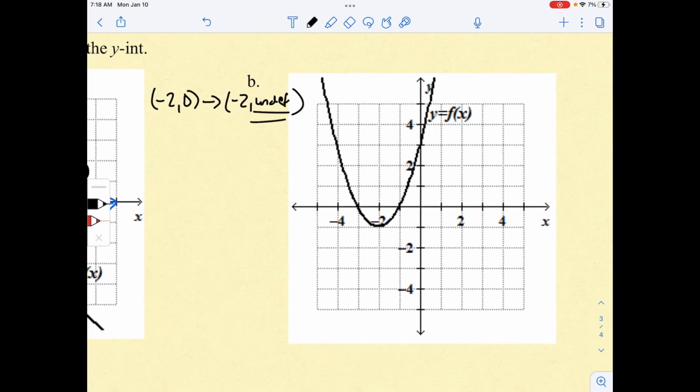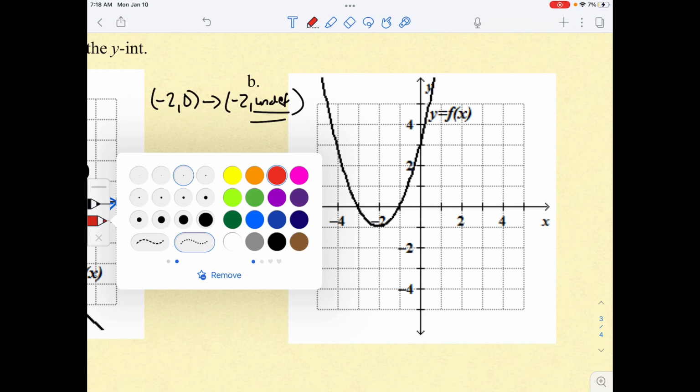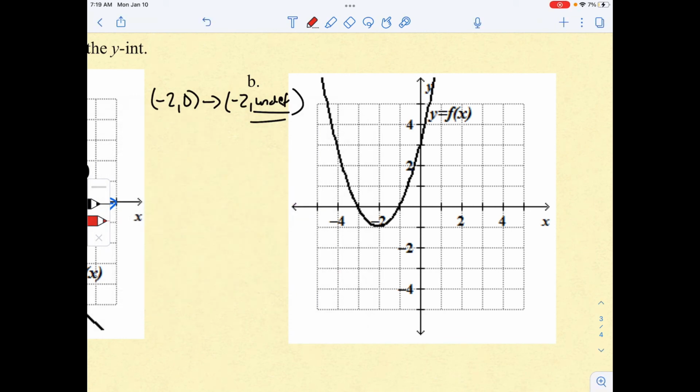Question B. Same thing. If you want to pause the video and try it, that wouldn't be a bad idea. If you gave that video a pause, hopefully you got that drawn. I'll just go through it as well, just in case. Our two x-intercepts are at -3 and -1, so I'm just going to draw those two vertical asymptotes. That would be x equals -3 and x equals -1.